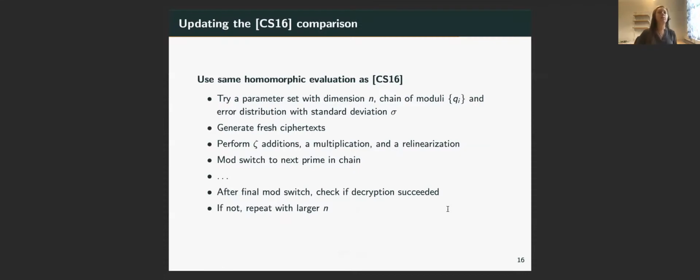So we had the dimension n, the chain of moduli, and then the usual standard deviation. And what we did is that we had a first ciphertext, we performed zeta additions, a multiplication, a relinearization, a modulus switch down to the next prime in the chain. And then after the final modulus switch, we checked if decryption succeeded. If not, we repeated with larger parameters. So we just looped through parameters starting from the smallest set until we found the smallest set of parameters that allowed for correct decryption given that circuit.